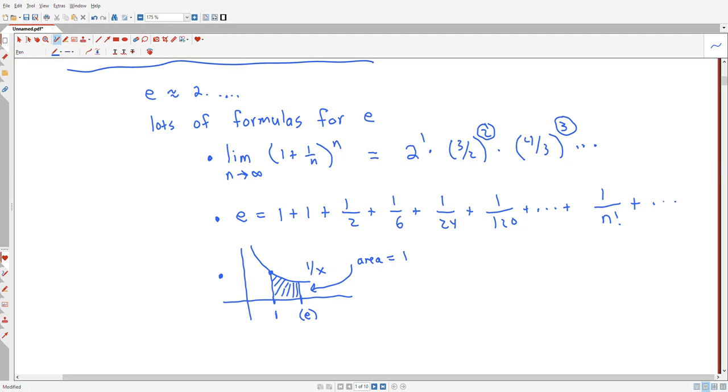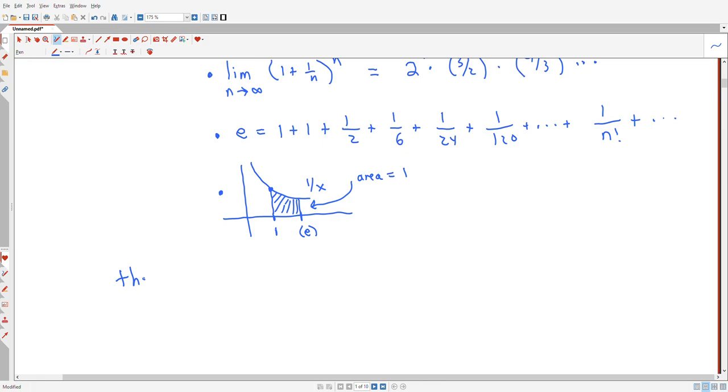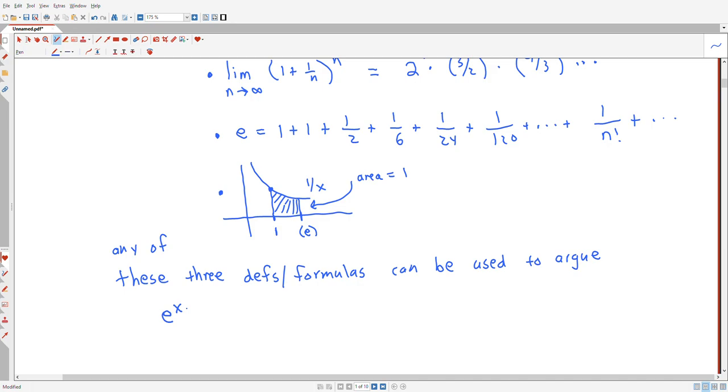It turns out any of these three definitions or formulas can be used to argue that when we form this exponential function with base e, the derivative of this thing is itself.